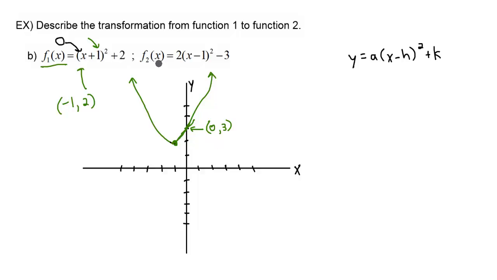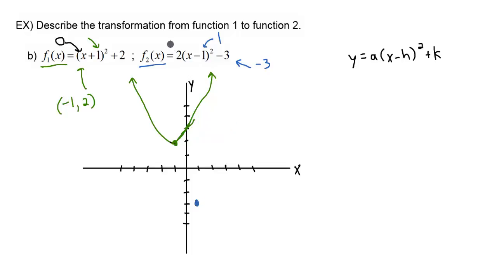Okay, on to the second function. I want to plot my vertex here as well. So it looks like my h value is going to be a positive 1, and then my k value is going to be a negative 3. Once again, remember, we're going to take the opposite of what's going on here. So it looks like we're subtracting 1, so we go with a positive 1. So my vertex is going to be 1 comma negative 3. So I'm going to go over 1 and then down 3. And that's going to be my vertex.